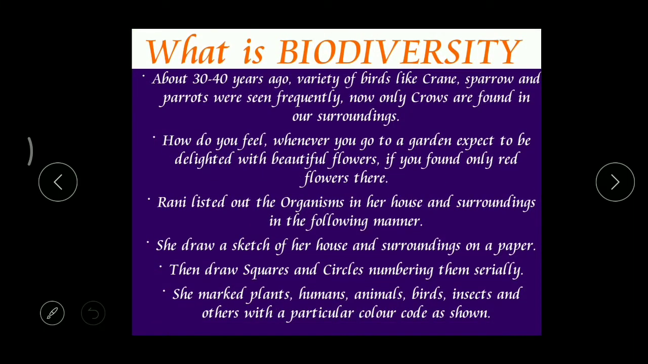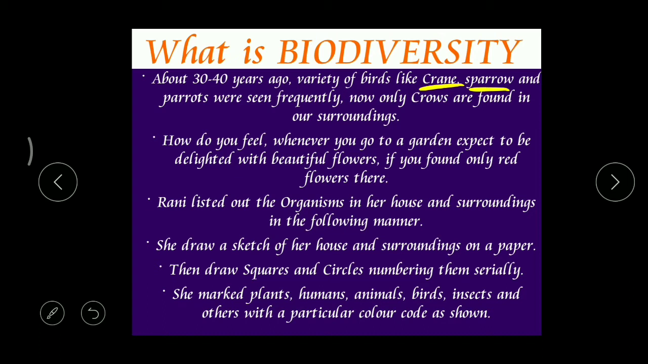So what is meant by biodiversity? Whenever we go back 30 or 40 years, we can find a variety of birds like cranes, sparrows, and parrots. But what about nowadays? Can you find them in large numbers? No, we can find these animals nowadays also, but in very less number. Very occasionally we can find them. If you want to see them, we must go to villages, but in towns and cities we cannot find these birds.